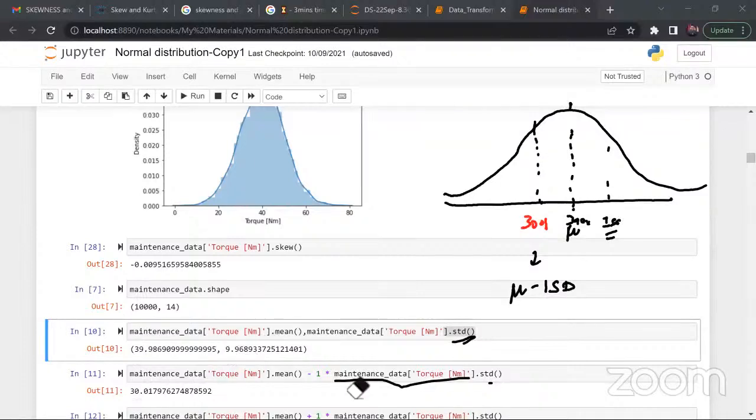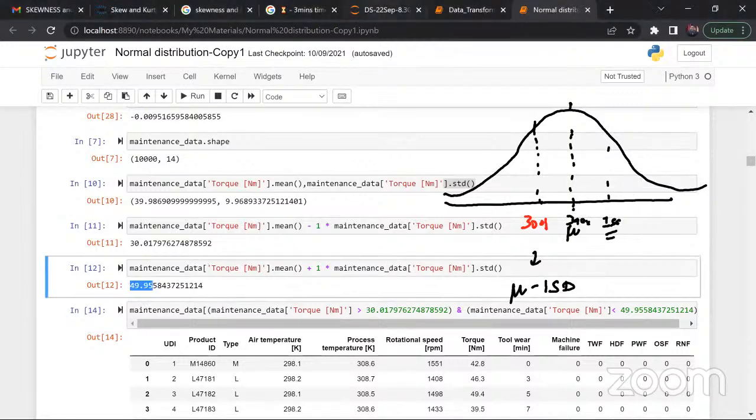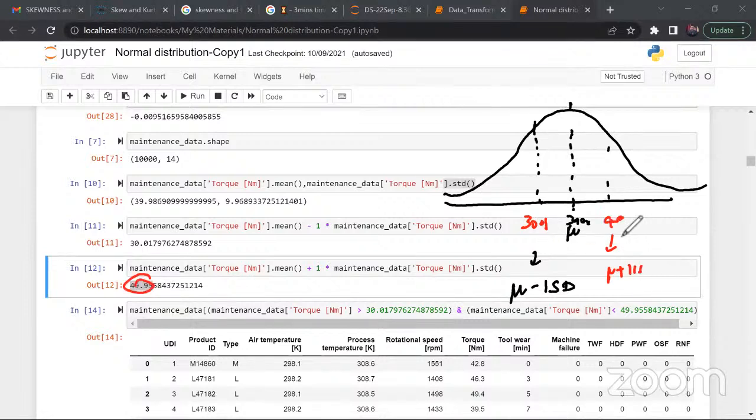Now the right hand side value, what is it? I just have to replace it by plus. Let me do this plus. It is coming around 49.95. So this is mu plus 1 standard deviation. It is coming around 49.95.